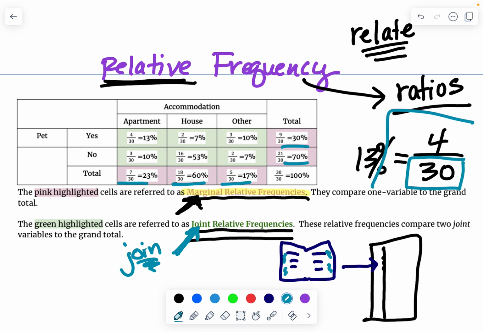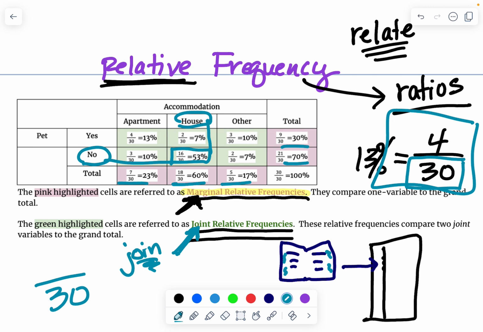this example, which is a joint relative frequency. It joins two of the categories. Out of everybody surveyed, what's the relative frequency that they live in a house and do not have a pet? So if we join house with not having a pet, it joins right here in the interior. There were 16 out of 30, which is about 53%.